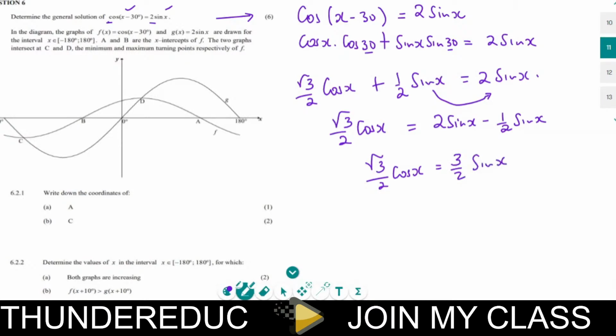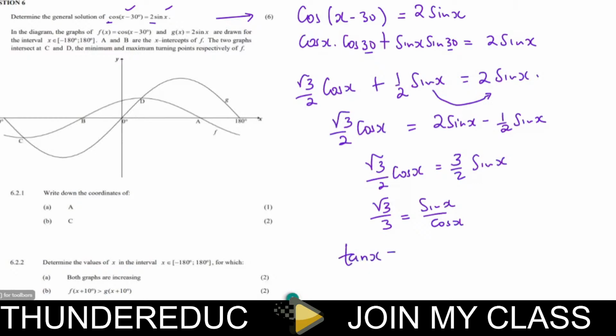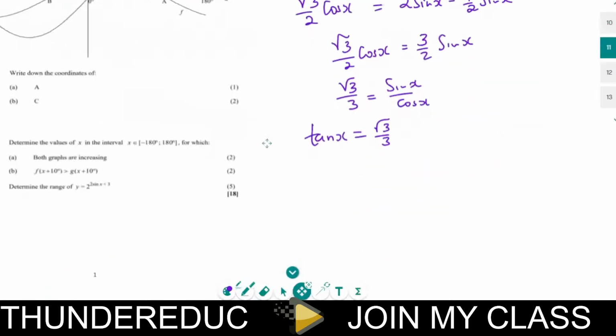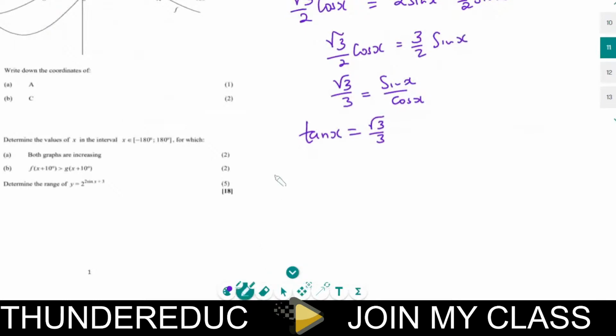So I can get rid of the denominators, and then I'll divide both sides by cos x. So this will give me root 3 over 3 is equal to the sine of x over the cos of x. But I know from my identities that sine over cos will give me tan. So tan x is the same as root 3 over 3. Now I need to get my reference angle. So it will be basically the arctan. So x is the arctan of root 3 over 3.